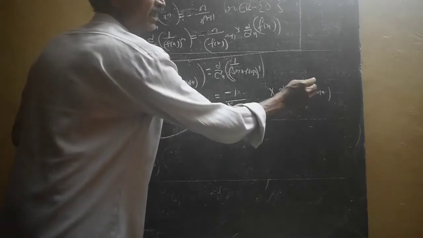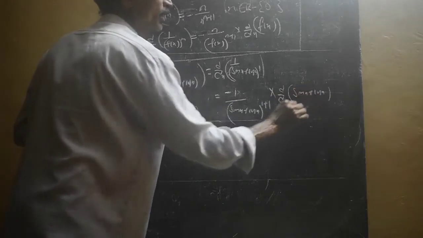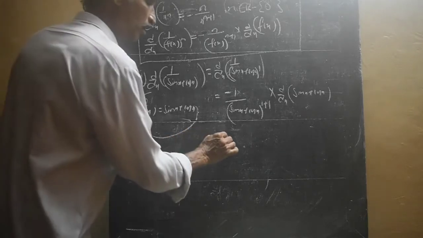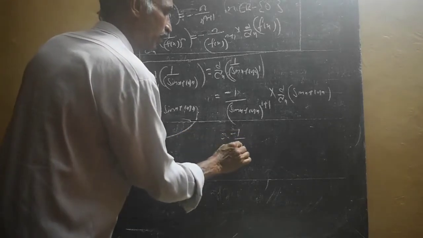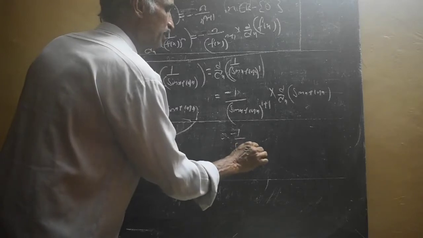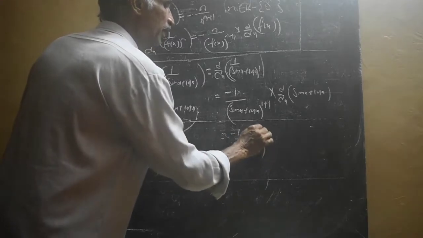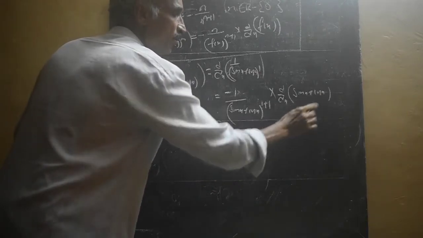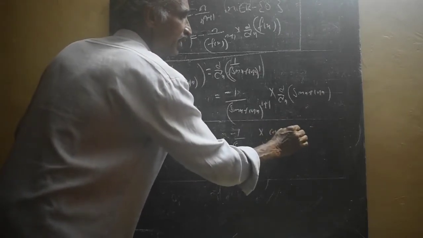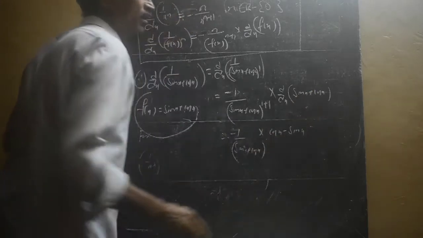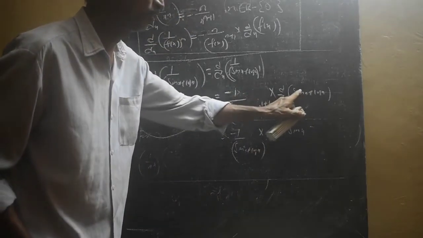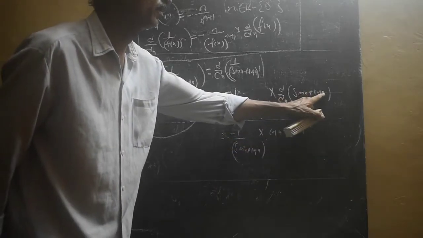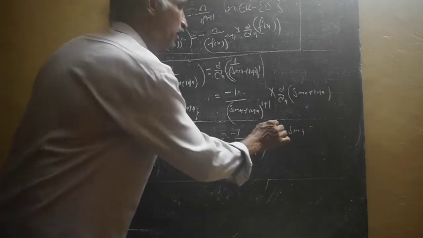d by dx of sin x plus d by dx of cos x. Whenever it is in the plus or minus form, we will differentiate each and every term. That equals minus 1 upon sin x plus cos x into the differentiation of sin x, which is cos x, plus the differentiation of cos x, that is minus sin x. It is in the plus or minus form, therefore it is d by dx of sin x, that's cos x, plus d by dx of cos x, minus sin x.